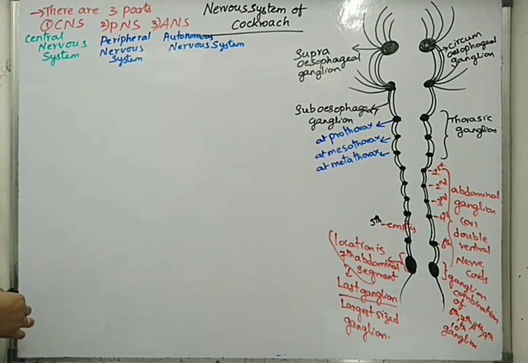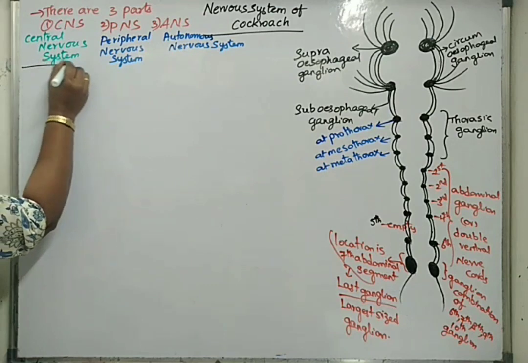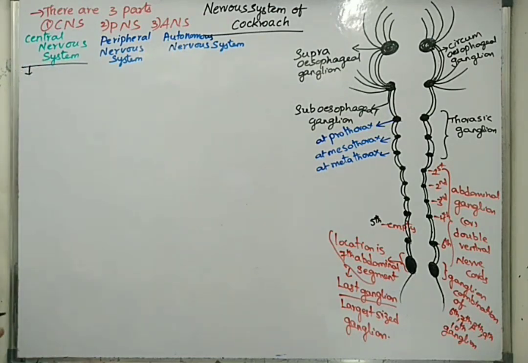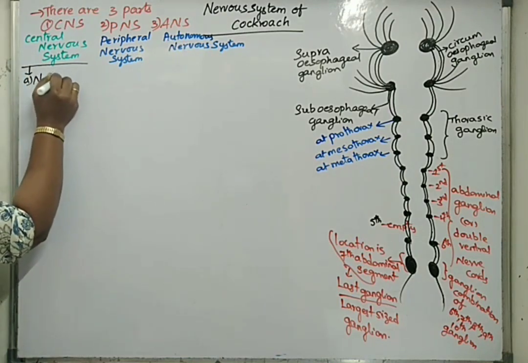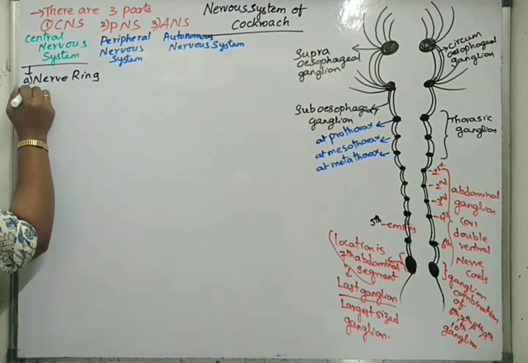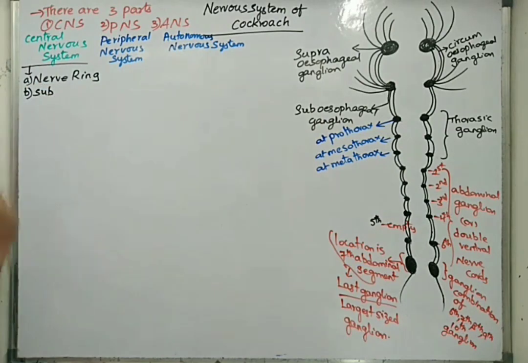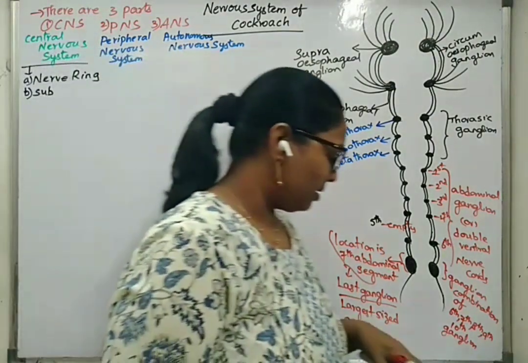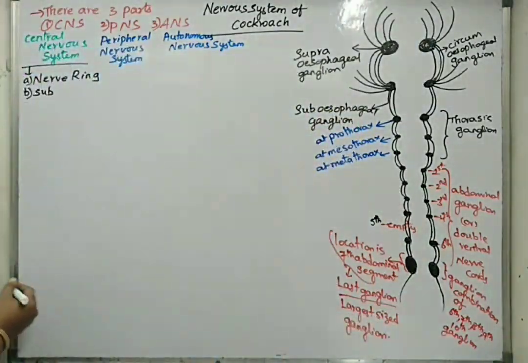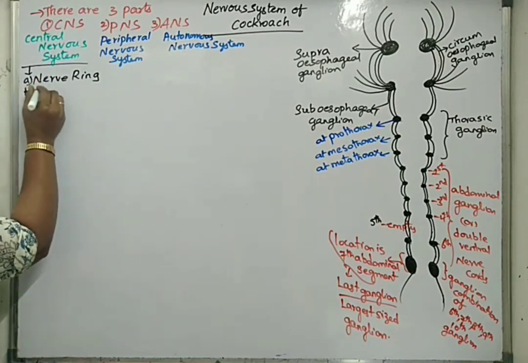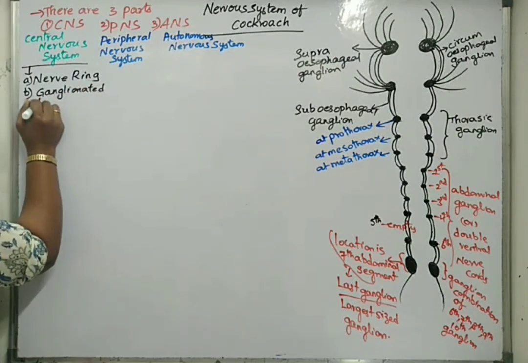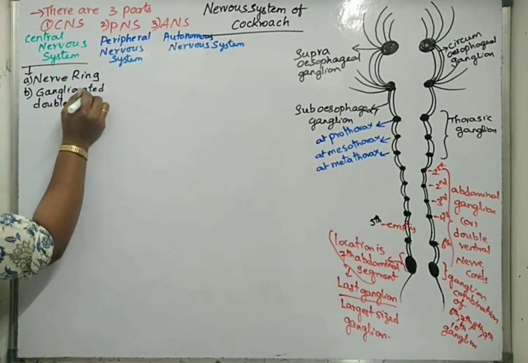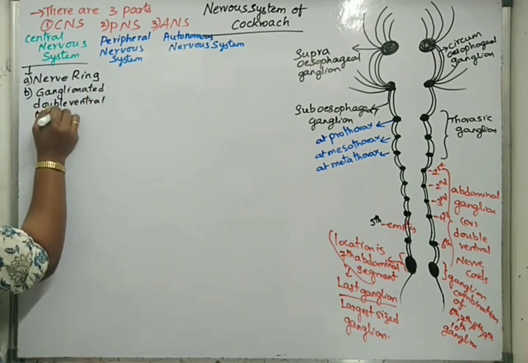First, we will start with central nervous system. This central nervous system has again two to three important parts. Those are, one is nerve ring, second one, ganglionated double ventral nerve cord.